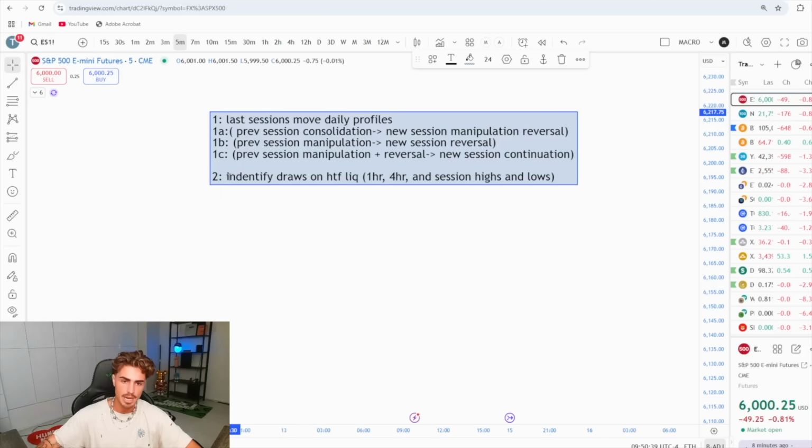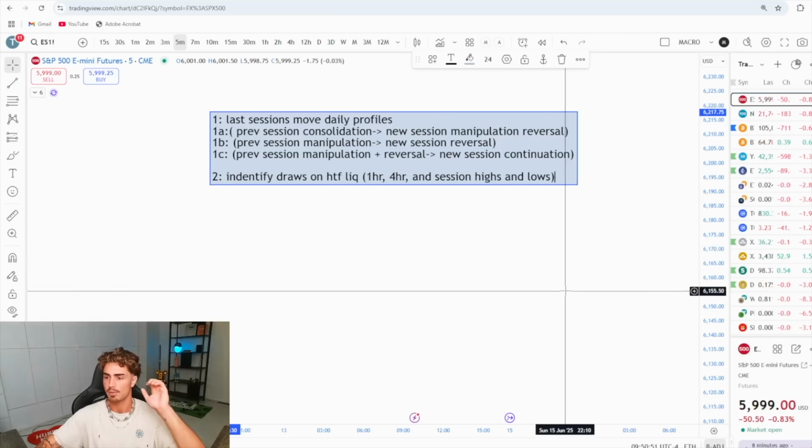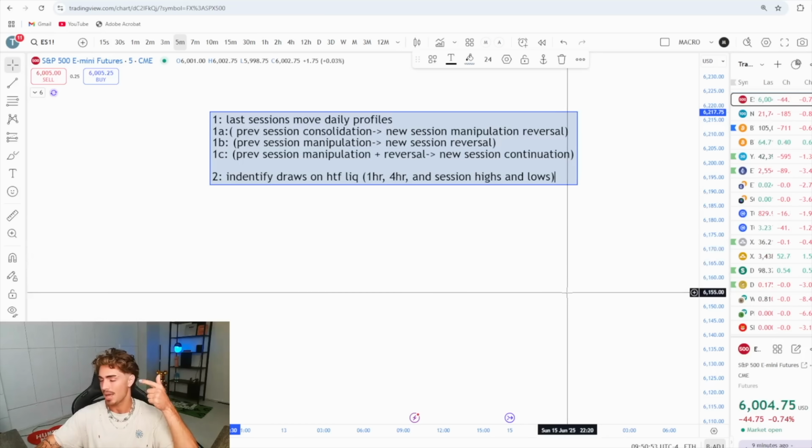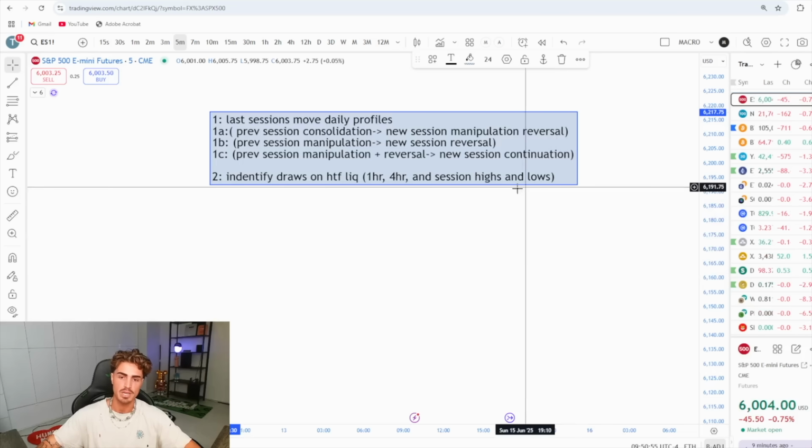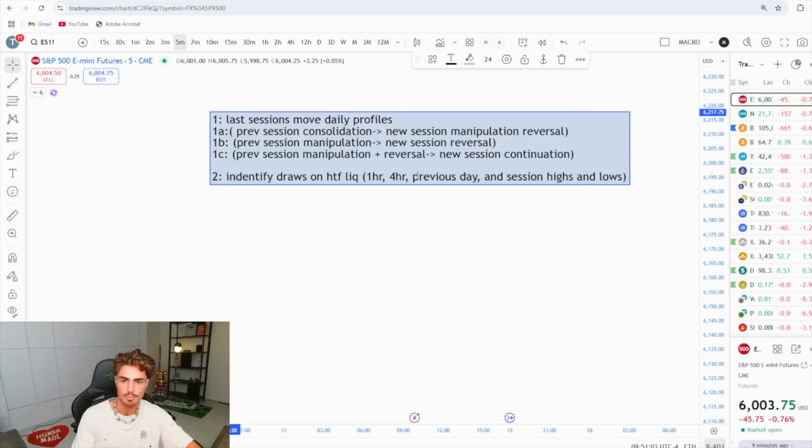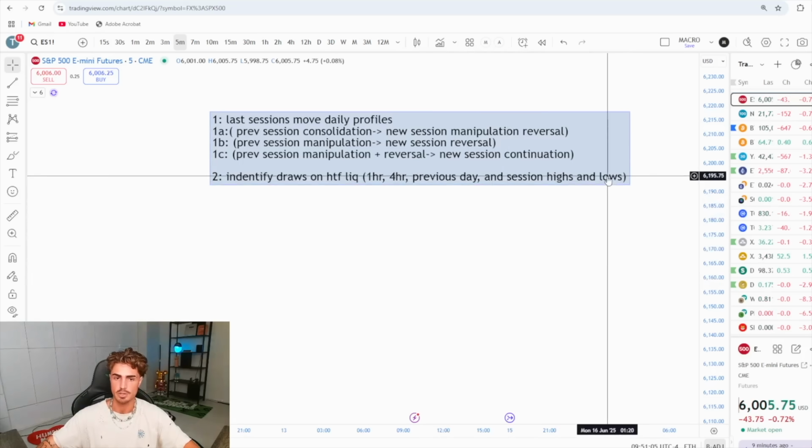So we want to be able to identify our high time frame draws on liquidity. How are we going to do that? We're going to mark out the highs and lows on the 1 hour, on the 4 hour, and the session highs and lows. For me, since I'm trading New York session, I'm marking out London session highs and lows. I'm marking out Asian session highs and lows. And then we can also mark out previous day highs and lows as well. Those are good draws on liquidity.